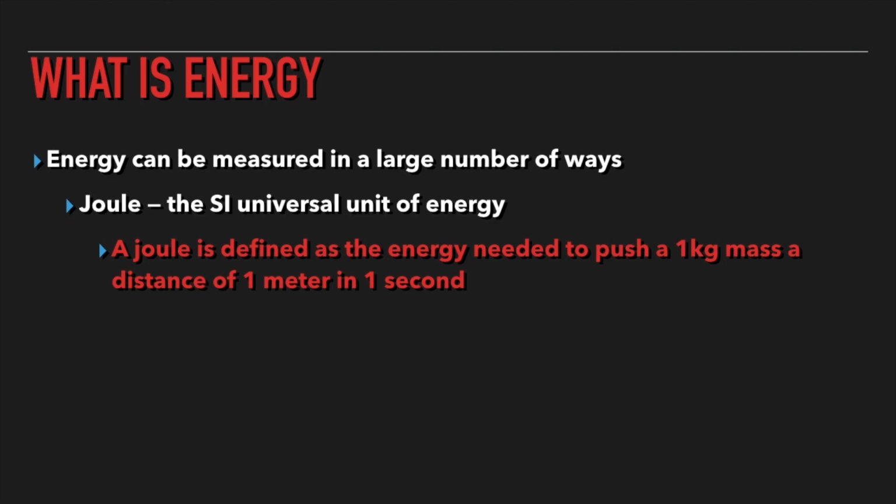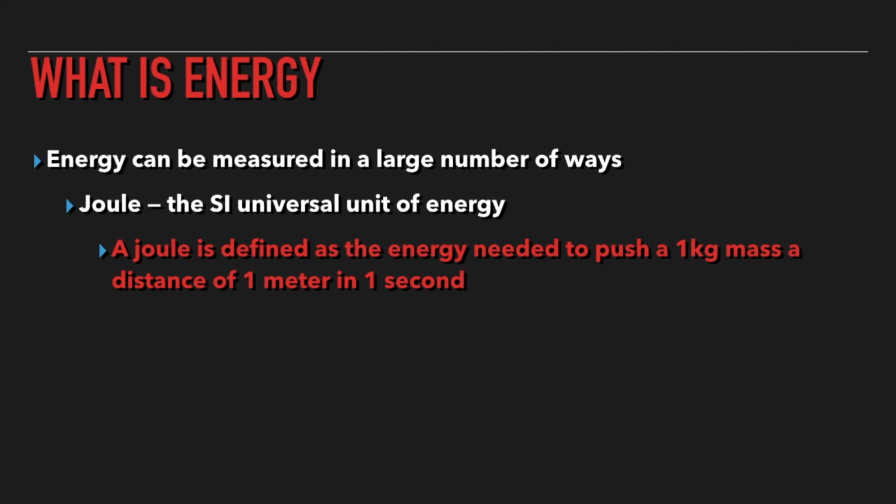And a joule is defined as the energy necessary to push a 1 kilogram mass a distance of 1 meter in exactly 1 second. So if you were trying to push an object, it takes more energy to push the object fast versus slow, right? So the joule has to be super specific. It's exactly a 1 kilogram mass. You push it exactly 1 meter in exactly 1 second.